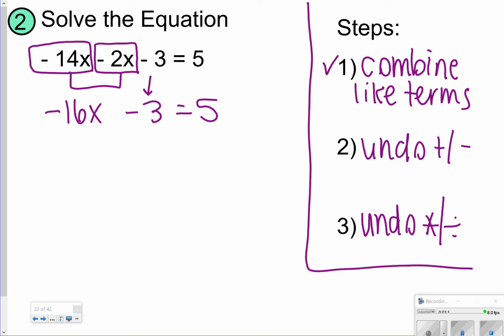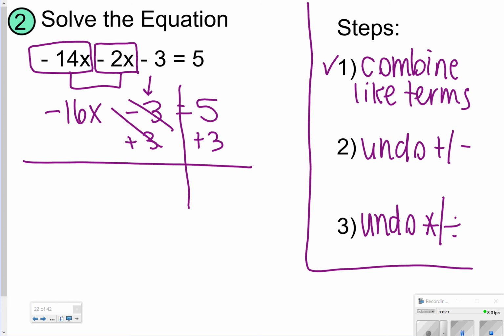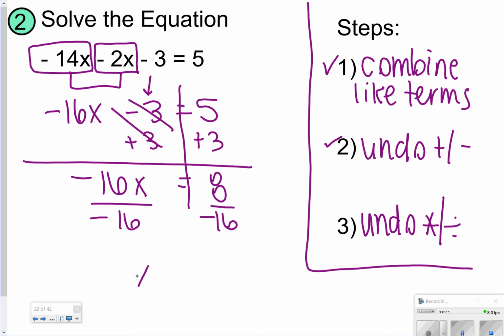So I see subtract 3, so I'm going to add 3 to the other side to get it away from the x. So I have negative 16x is equal to positive 8. And then the last step, I'm going to undo multiplication or division. So I'm going to divide both sides by negative 16. X will be equal to negative 1/2.